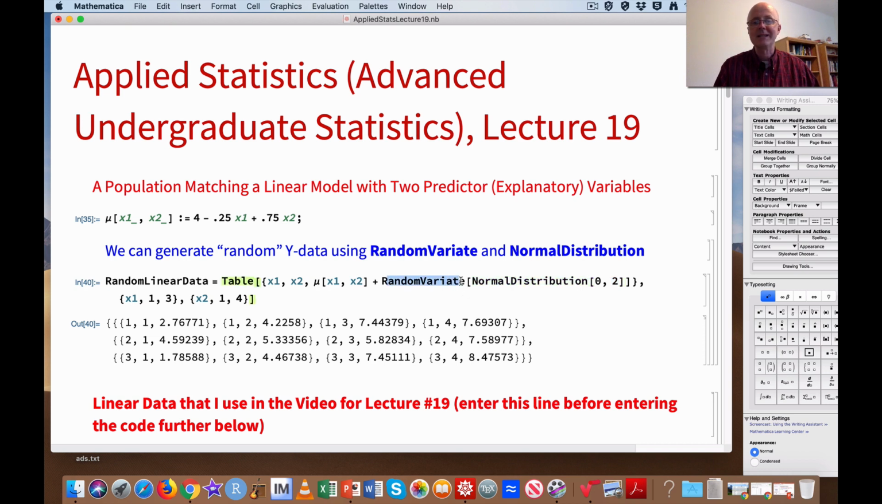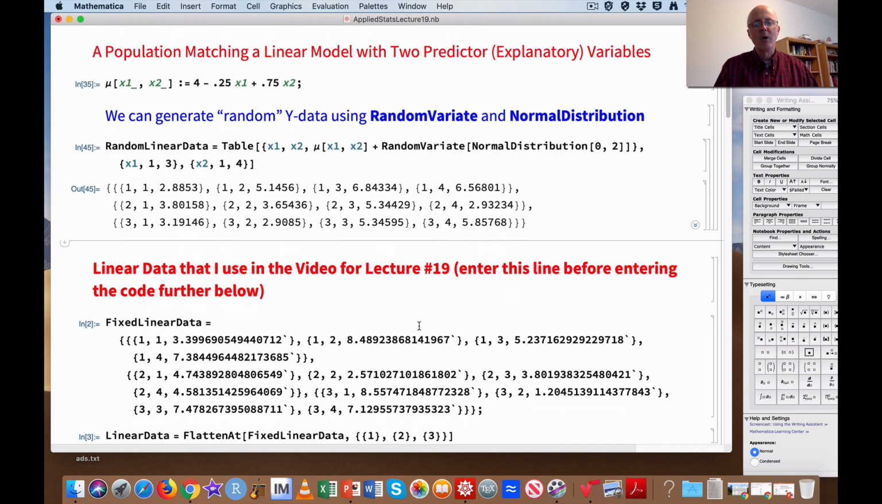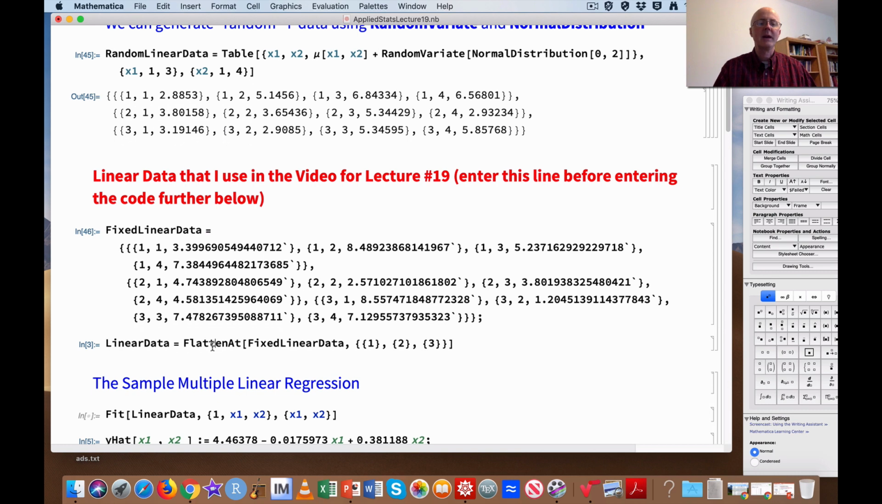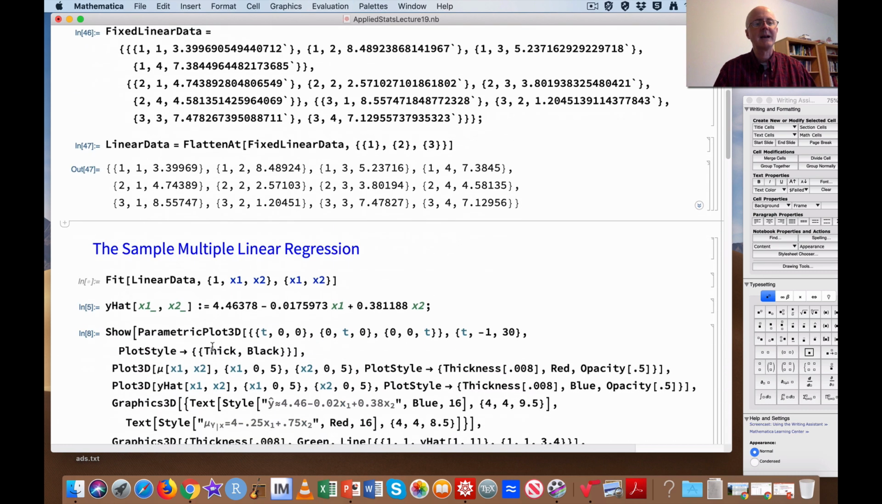This random variate essentially samples from that distribution according to some method that Mathematica is programmed to do, giving us different data every time that we enter it. For this video, I used a particular run of this, and I'm calling this fixed linear data, and then I just copied and pasted it there. To get it in a form where I can analyze it easier, I had to do something special called Flatten. Don't worry about what that does. It just makes the data easier to handle.